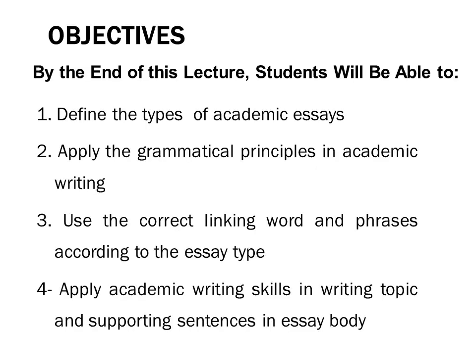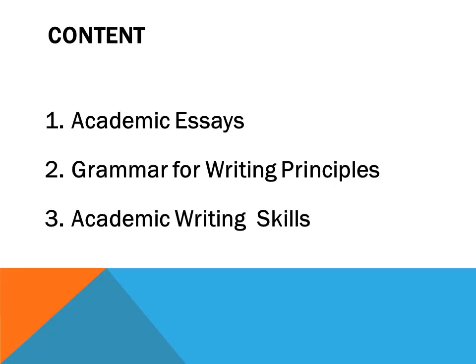The objectives of our lecture are, by the end, you will be able to define the types of academic essays, apply the grammatical principles in academic writing, use the correct linking words and phrases according to the essay type, and apply the academic writing skills in writing topic and supporting sentences in the essay body. To achieve these learning outcomes, we have 3 main content items. The first is an overview about the academic essays, grammar for writing principles, and academic writing skills.